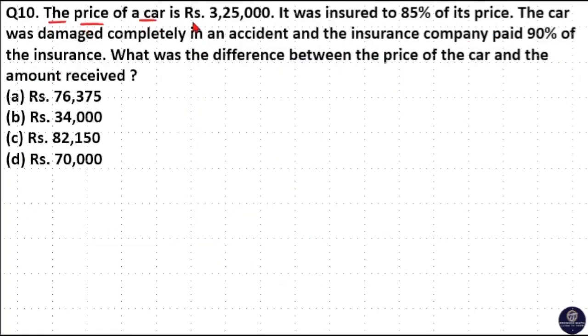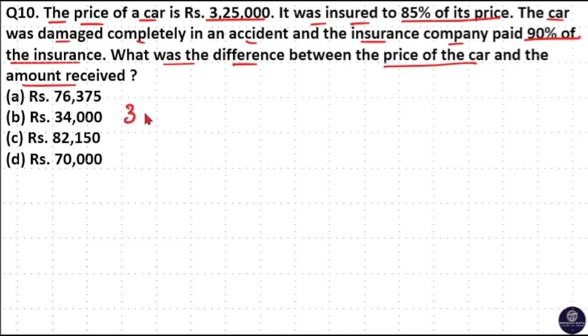The price of a car is 3,25,000. It was insured to 85% of its price. The car was damaged completely in an accident and the insurance company paid 90% of the insurance. What was the difference between the price of the car and the amount received? So we need to find out the difference between the price of the car and the amount received.